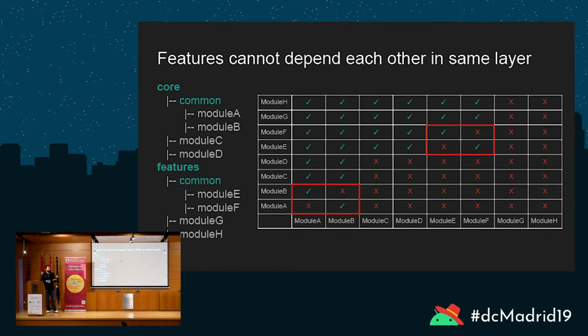If you look at it from here, features are a top level of the core layer, right? So every module in the features can depend on the core, but nothing from core can depend on features. This is one of the important things. You can think of it like module G can depend on E or F, but not on H, right? Because they're in the same layer, but they can depend on the common. They can depend on everything that's in the core.